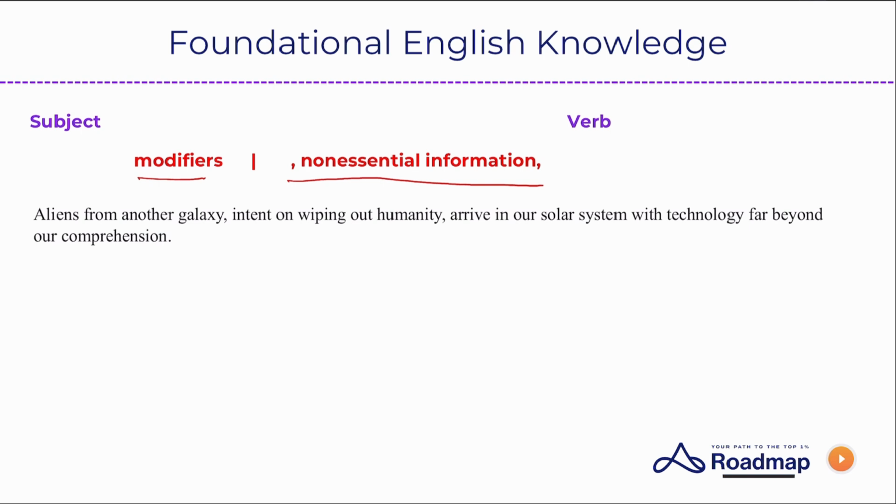Like you see in this example. So here it says, aliens from another galaxy, intent on wiping out humanity, arrive in our solar system with technology far beyond our comprehension. Okay, so what I want you guys to identify is, first of all, tell me what the complete subject of the sentence is. Okay, so the way that you can think about the complete subject in this case is you can look at it as aliens from another galaxy, or just the complete subject. You can just kind of think about it mentally. This won't be precise, but it'll be enough to help you guys out.